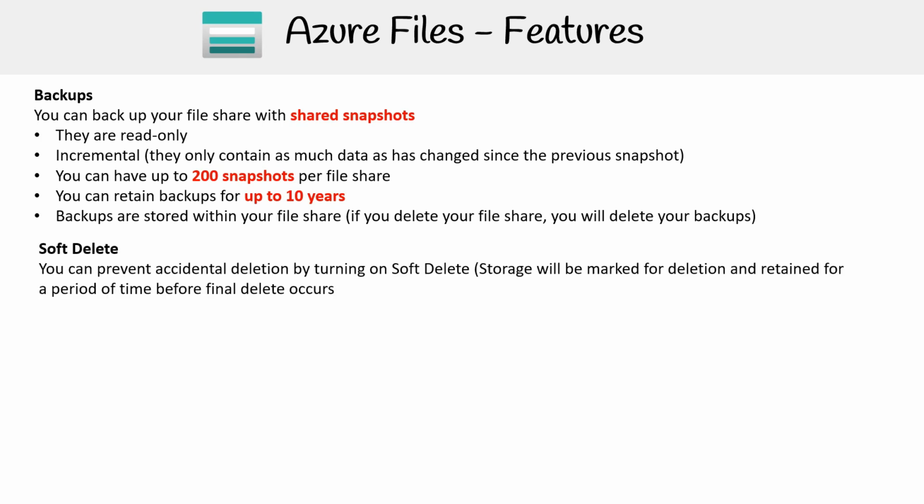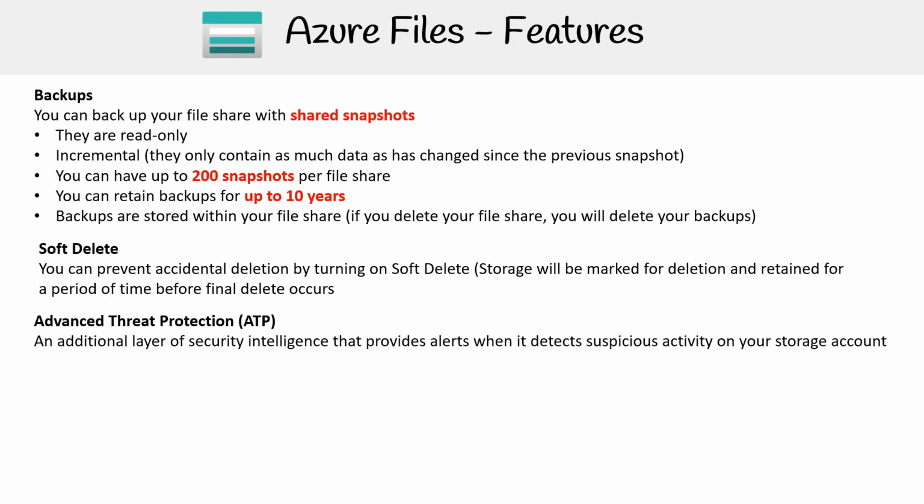Soft delete. You can prevent accidental deletion by turning on soft delete. With soft delete, your data isn't immediately removed. Instead, it's marked for deletion and held for a certain period before it's permanently erased. Advanced threat protection is an additional layer of security intelligence that provides alerts when it detects suspicious activity on your storage account.